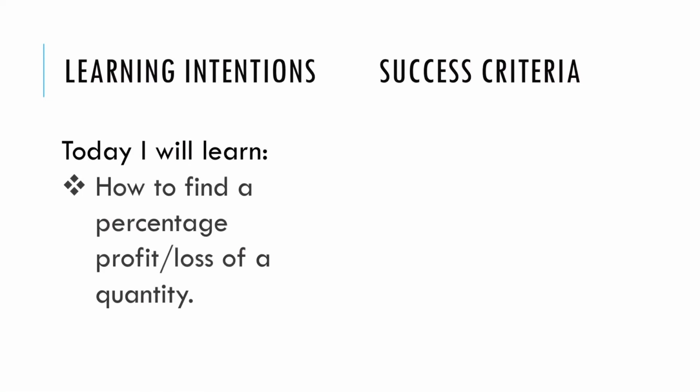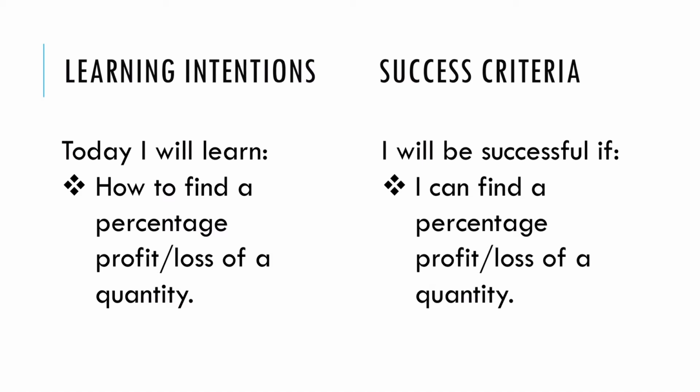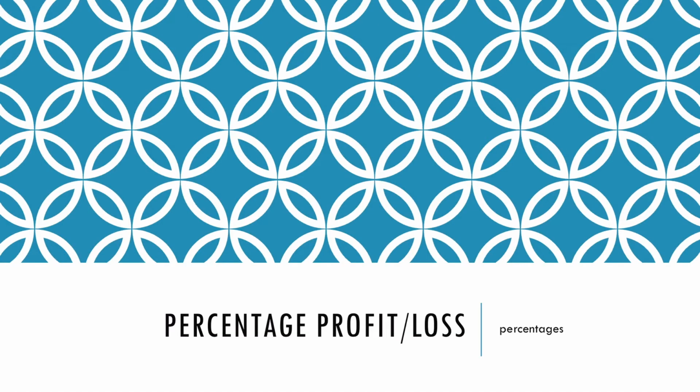In today's lesson we are going to learn how to find a percentage profit or loss of a quantity, and we should be able to do this by the end of the lesson. So, percentage profit or loss, we are talking about when buying and selling items. If you sell something for more than what you paid for it, you have made a profit. If you sell it for less than what you've paid for it, you make a loss.